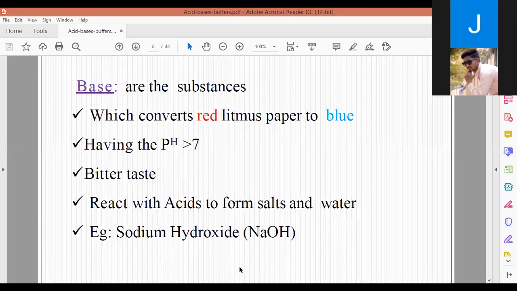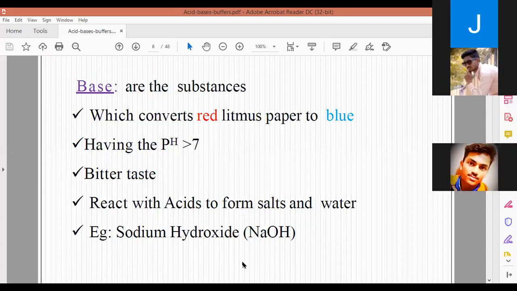So what is an acid? These are the compounds which convert blue litmus paper to red, having a pH less than 7, sour in taste, and reacting with bases to form salts and water. An example is HCl. Then the next one is H2SO4, which is a strong acid. So there are mainly two types of acid, strong acid as well as weak acid.